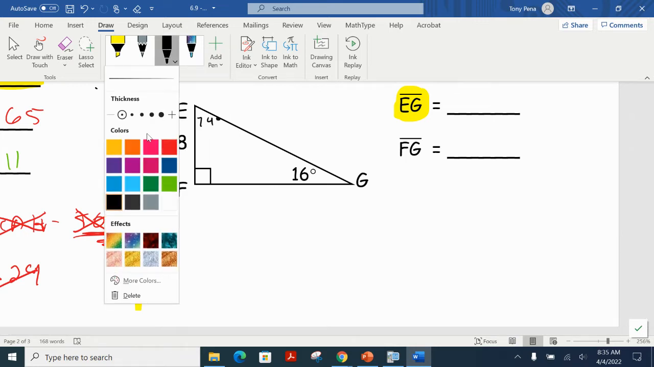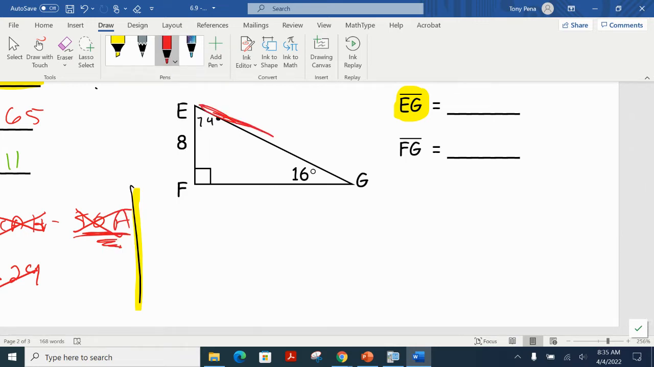All right. So we were looking for EG. So I'm going to highlight this guy. This is what I'll call my X, since that's what we were looking for. And then what Omar set up, he understood that if this is our angle and the side that I know is here and the side that I want is here, through the idea of SOHCAHTOA, he understood what trig function needed to be used with this 16.